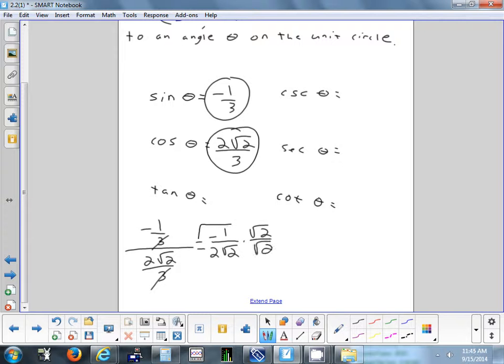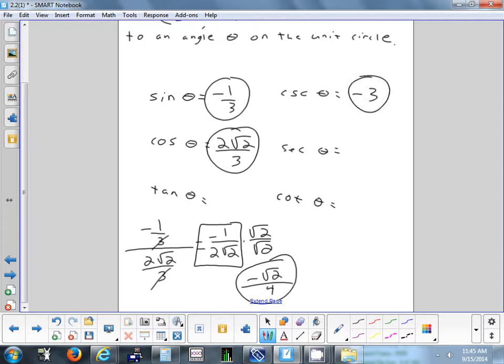Okay, keep this answer though. Don't erase it or cross it out because that's going to come in handy in a little bit. Okay, so we fix this one. We get negative root 2 in the top. And in the bottom, we're going to get 2 times the square root of 2 times the square root of 2. That's going to be 2 times 2, or 4. Okay, so that's my tangent. Now we just have to flip each one to get the other 3.